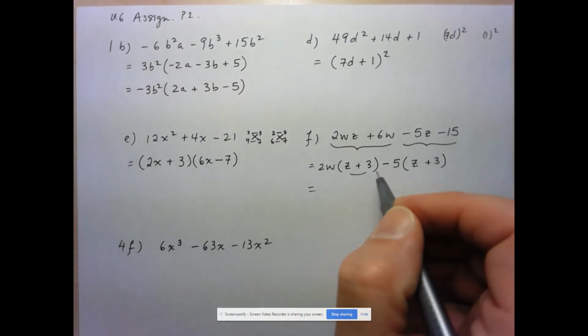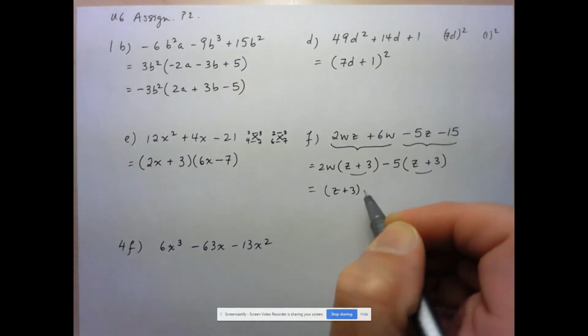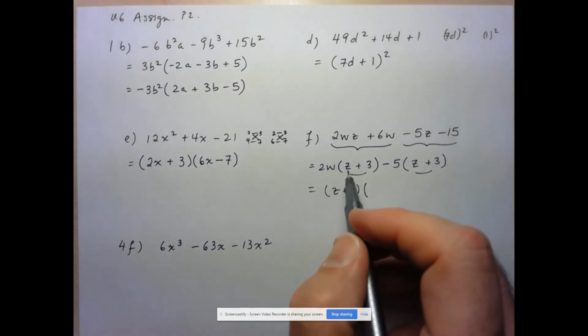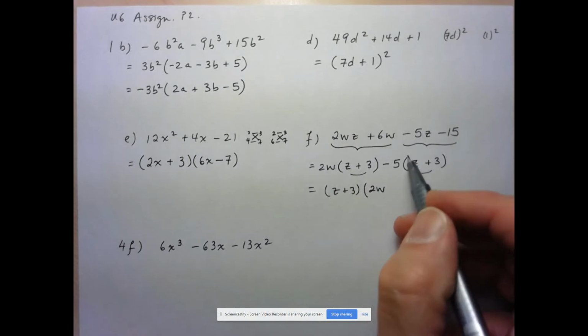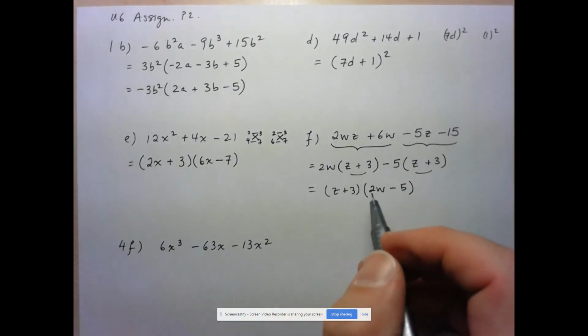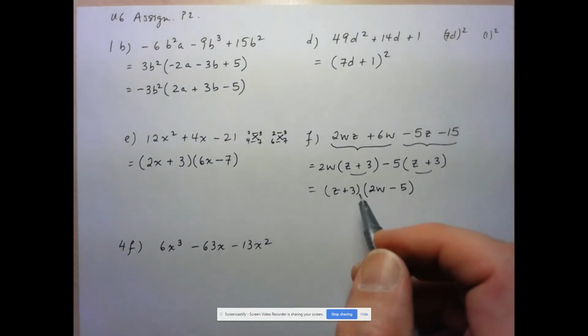So here I see a common factor of z plus 3. So that's the common factor that I remove. And what am I left with in the first expression when I remove the z plus 3? I'm left with 2w. And here, when I remove the factor of z plus 3, I'm just left with the minus 5. And there you have it, factored form. All right. So let's go down.